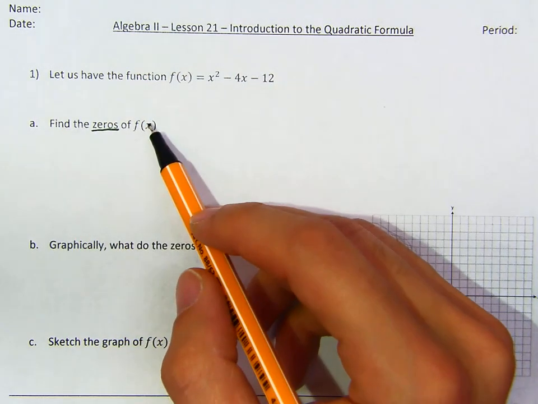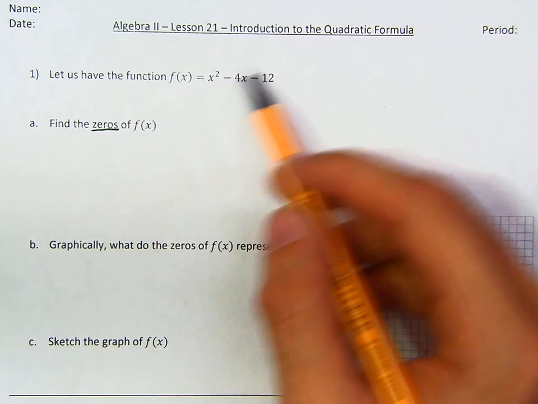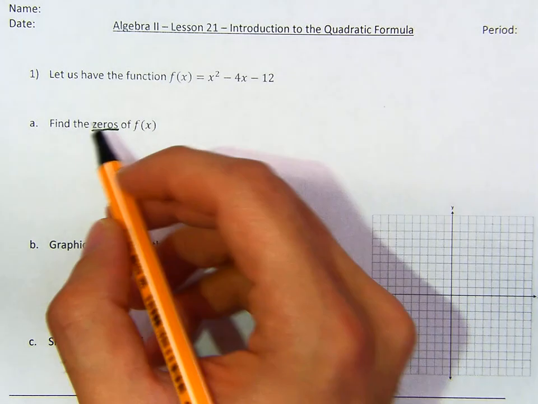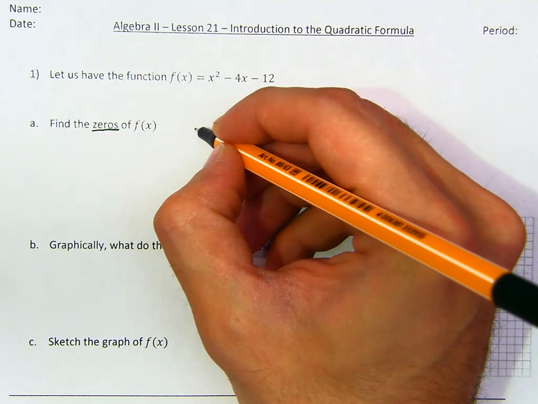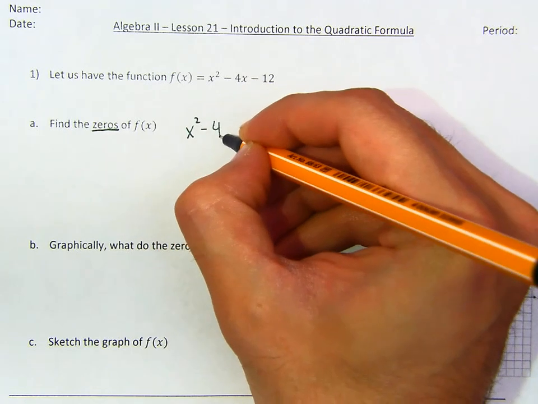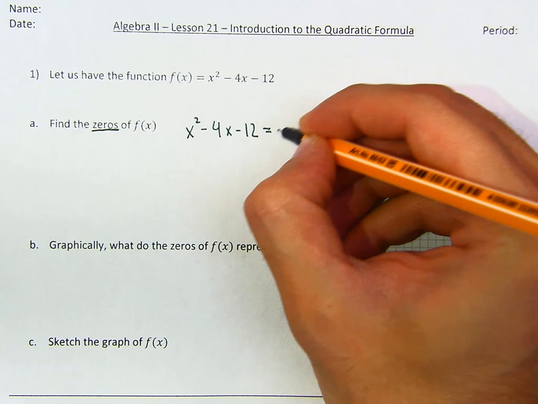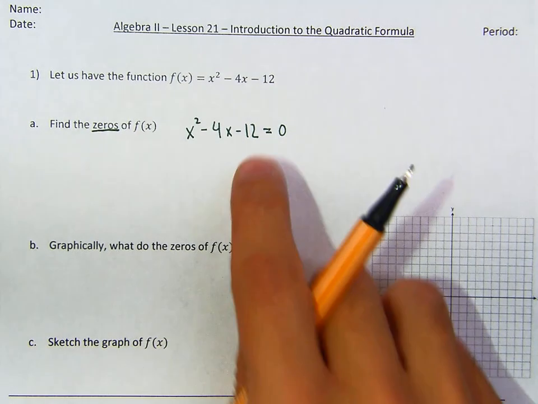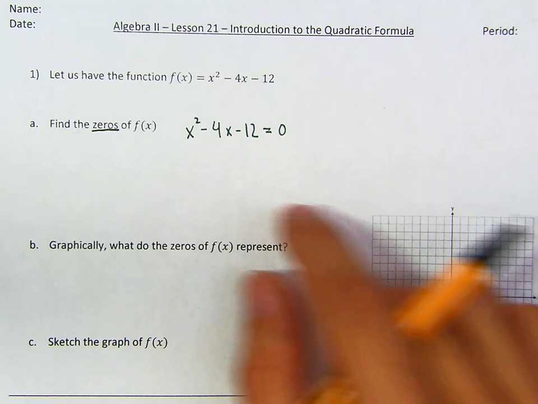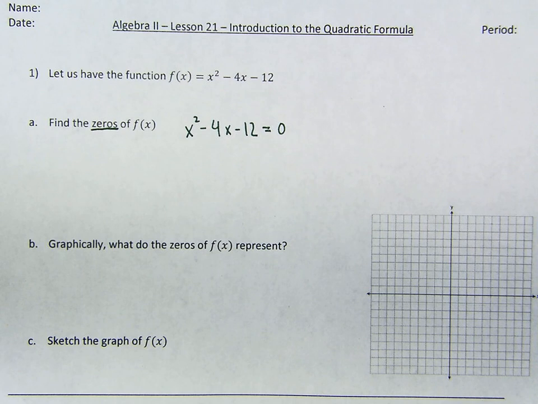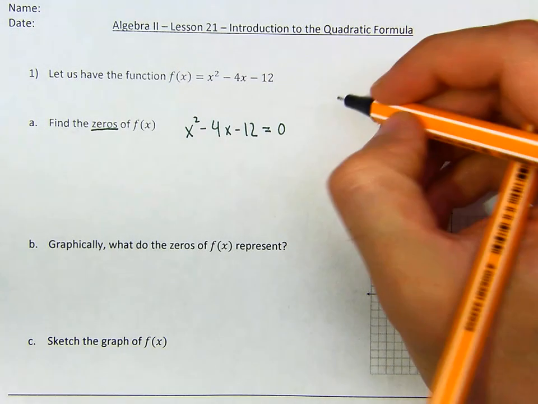Okay, so take your time. What does it mean to find the zeros? We've done this before, right? So you have x squared minus 4x minus 12. And the idea is when you want to find the zeros, you make it equal to 0, okay? And then what's the next move to continue further? All right, take your time, pause the video, and try and figure it out.